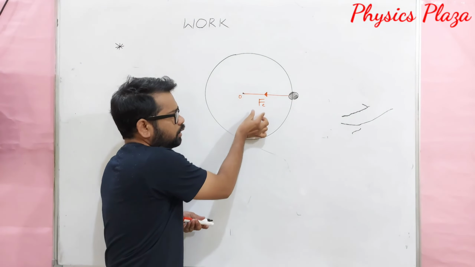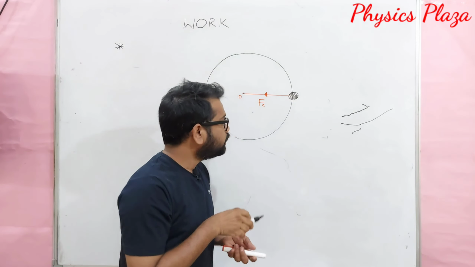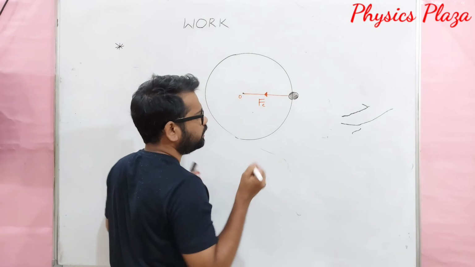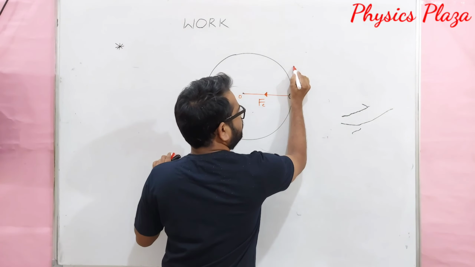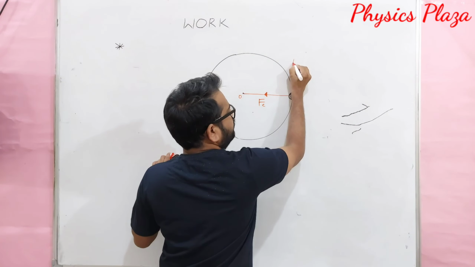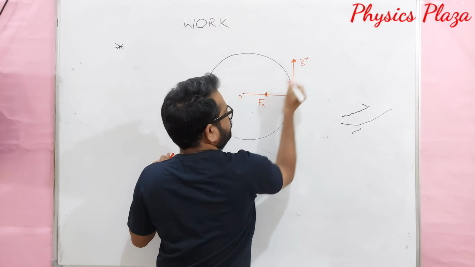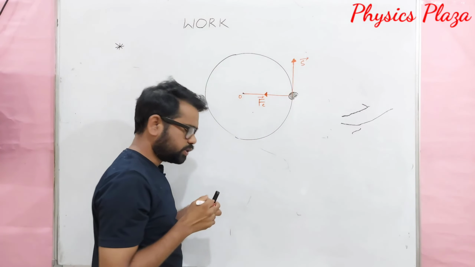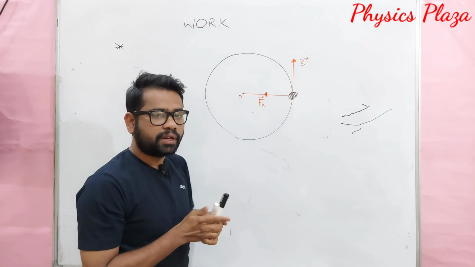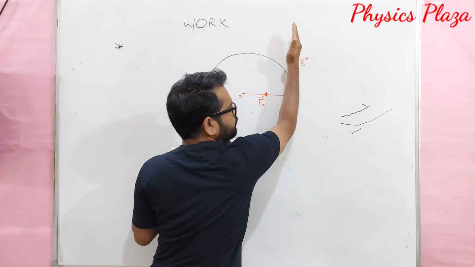Children, if you want to know the work done by the force, we should know in which direction the body is displaced. The body which is in a circular path, at every point, the displacement will be along the tangent like this. The displacement direction will always be like this only. So this is the displacement direction, and this is the force direction. Now what is the work done by this centripetal force on this body? Look here: centripetal force is towards the center, displacement is along the tangent.